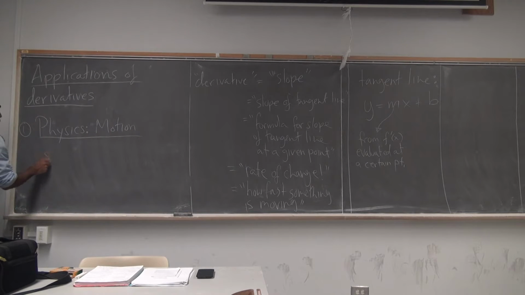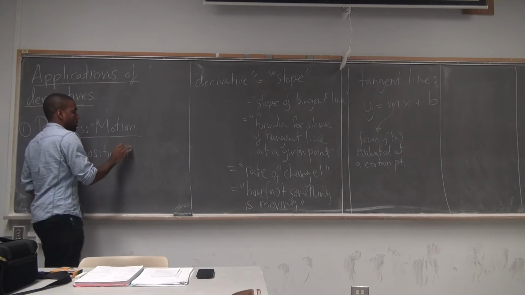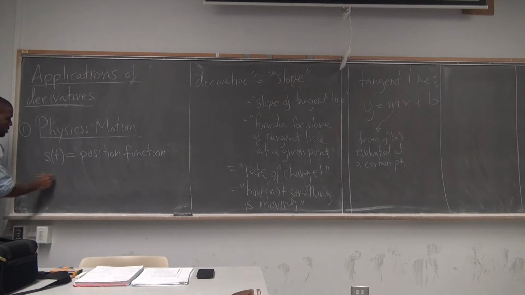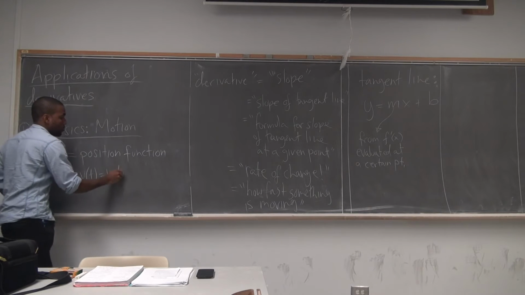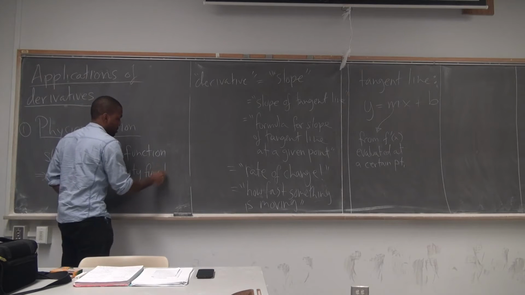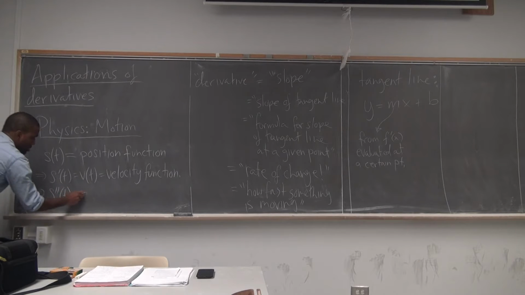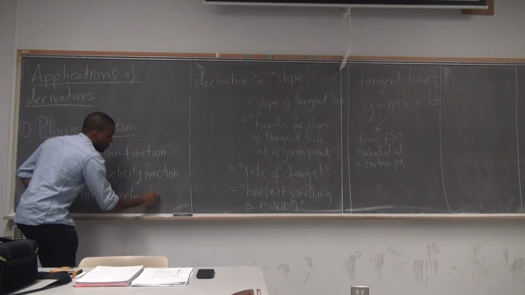So for example, s is for some reason the standard letter used for position. If you're given a position function of some object, then if you take the derivative s prime, you end up with the function v of t, which is the velocity. It turns out velocity is the rate of change of position. Now if you take another derivative, the second derivative, s double prime, that gives you the function a of t, which is acceleration. That is the rate of change of your velocity with respect to time.